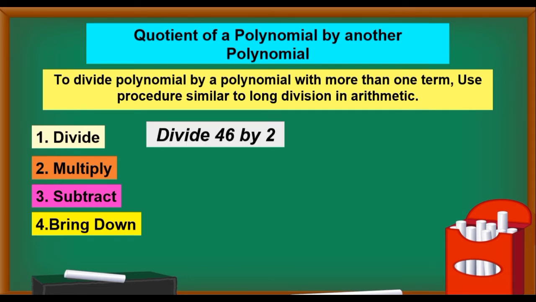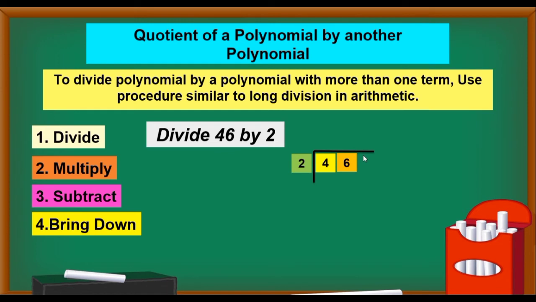So, for example, let us divide 46 by 2. Tandaan natin, ito po yung ating division bar. Yung nasa loob, siya po yung tinatawag nating dividend. Yung number sa labas, yun naman po yung tinatawag nating divisor. So, yung 46, yun po yung ating dividend, and then yung 2 po ay yung divisor. Kung ano pa yung magiging sagot dito, yun naman po yung titawagin nating quotient. Okay? So, 46 divided by 2.